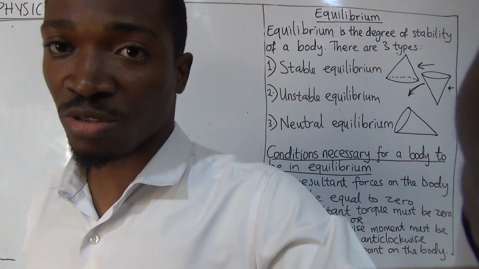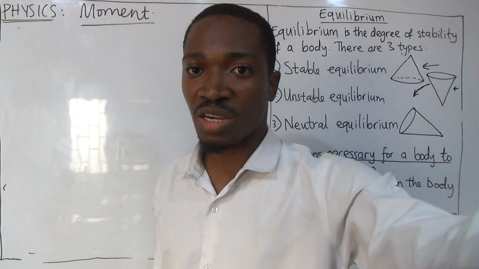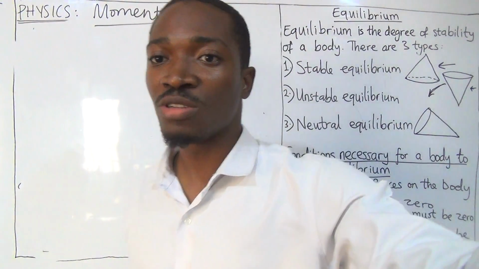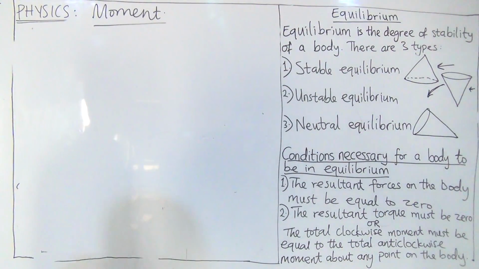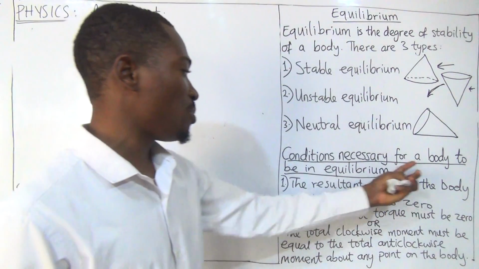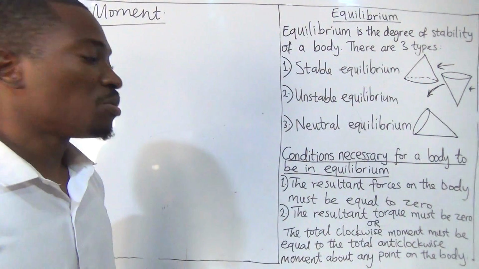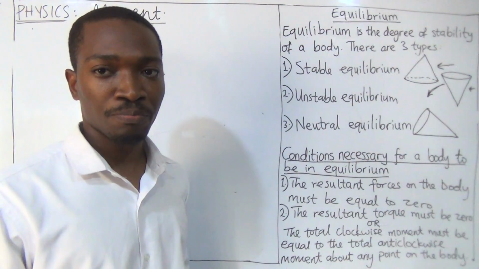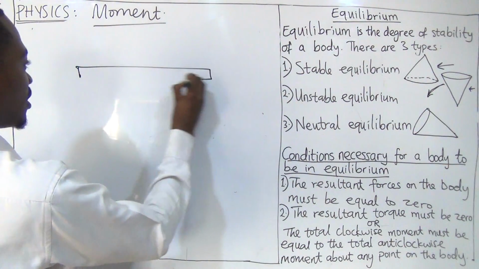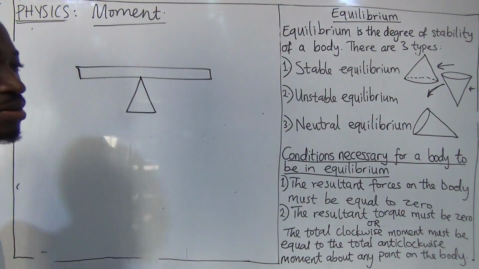Okay, before we solve questions, we talk about the conditions that must be met before a body can be considered to be in equilibrium. What are the necessary conditions for a body to be in equilibrium? There are two conditions, okay? Conditions necessary for a body to be in equilibrium. There are two of them. Number one, the resultant force on the body must be equal to 0. What does that mean? Let us consider this beam, for instance, that rests on this knife edge. Okay, I've been talking about beams so many times.